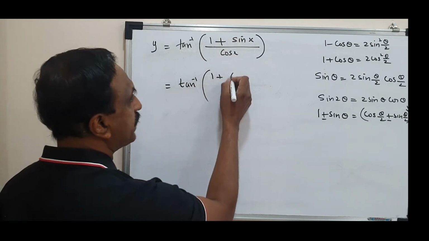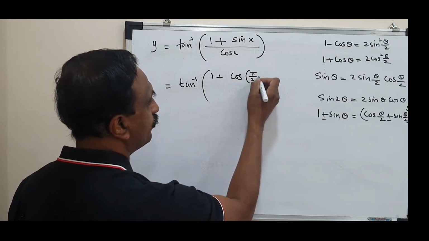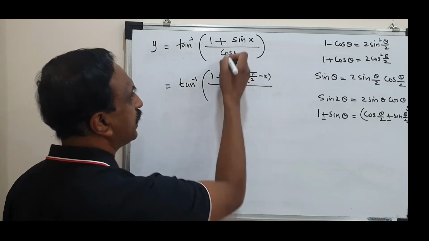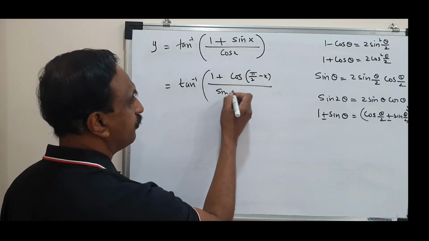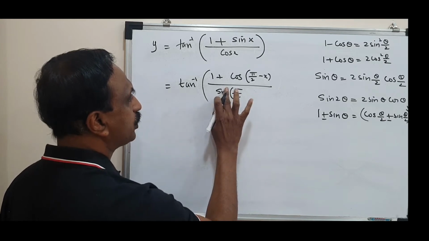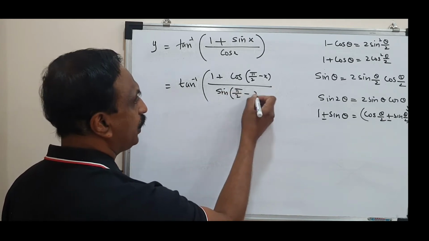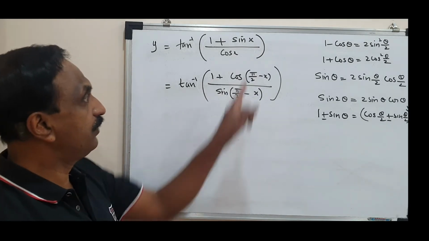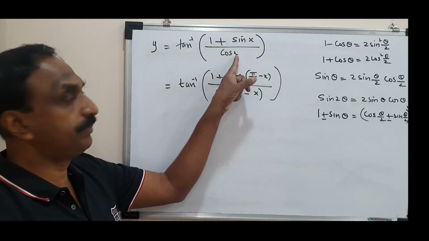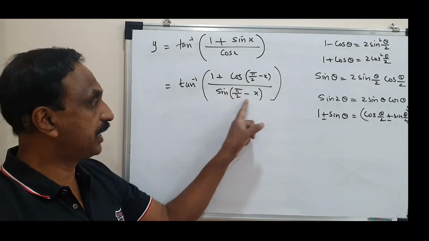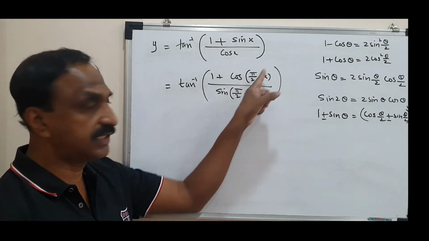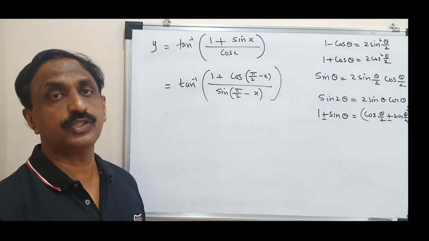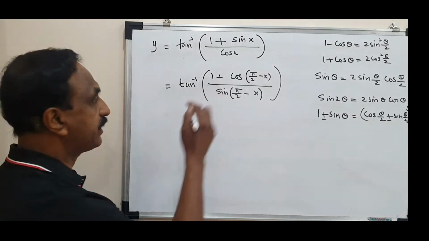So 1 plus sin x I will convert into cos, and cos I can convert into sine. So when I convert one angle to cos, all the angles should be the same. That is one important thing to note. Whenever you convert this x to pi by 2 minus x, don't keep this again as x. This also should be converted to pi by 2 minus x. If the angles are not same, simplification is not possible. So we'll make the angles same.